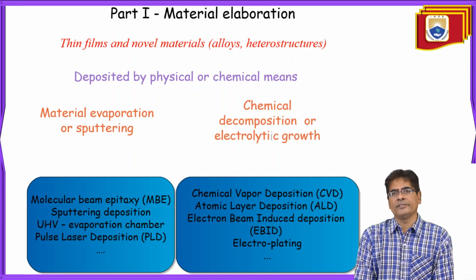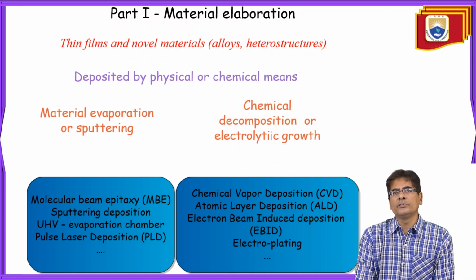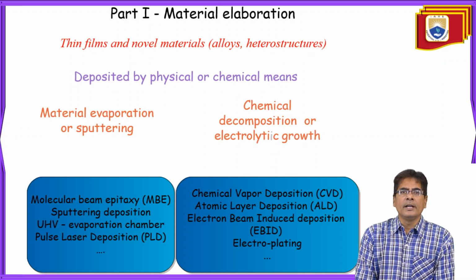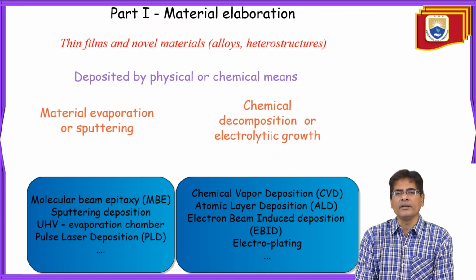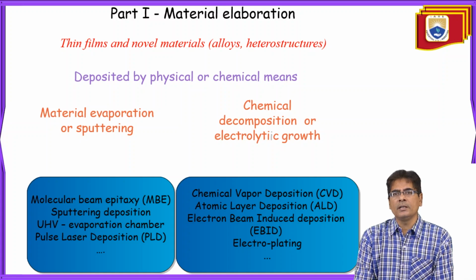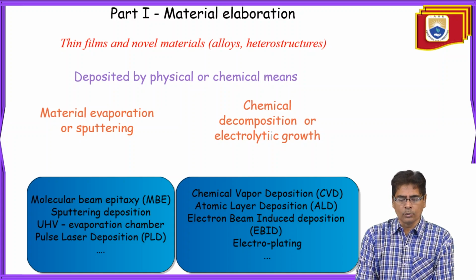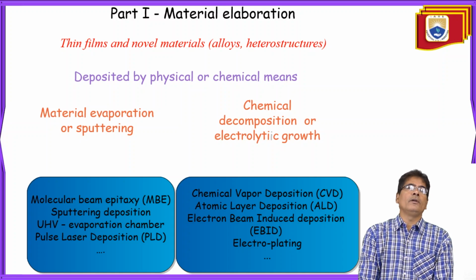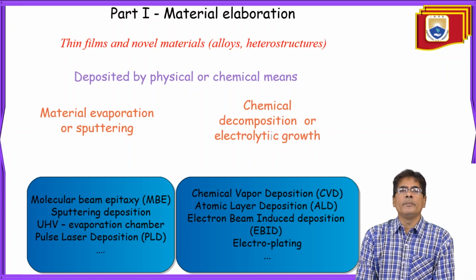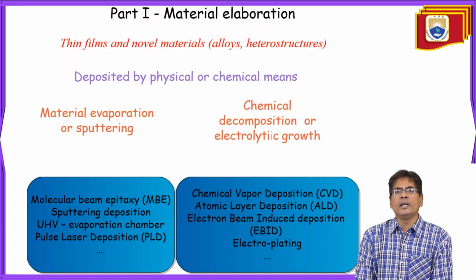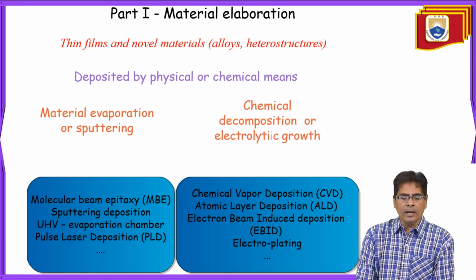which includes alloys and heterostructures, right? Deposited by physical or chemical means. That is material evaporation or sputtering, chemical decomposition or electrolytic growth, right? So thin films and novel materials like alloys and heterostructures are deposited by physical or chemical means: material evaporation or sputtering, chemical decomposition or electrolytic growth.